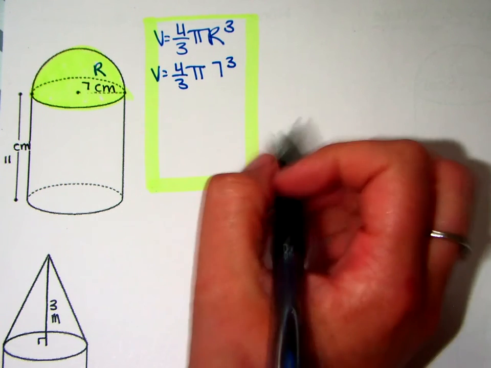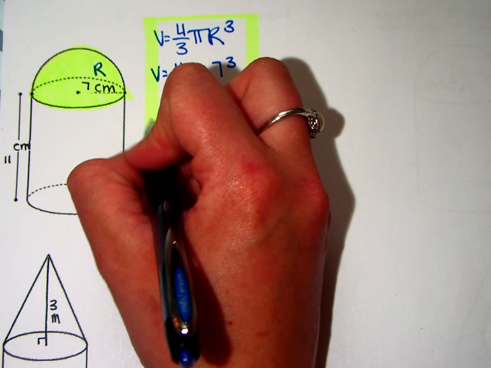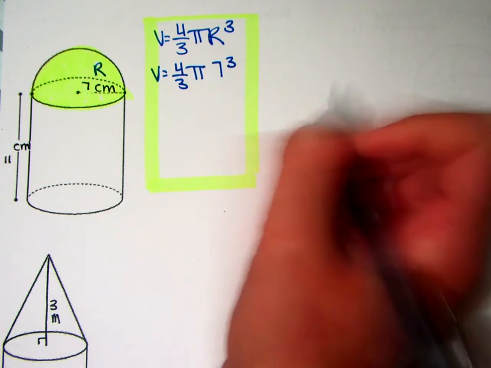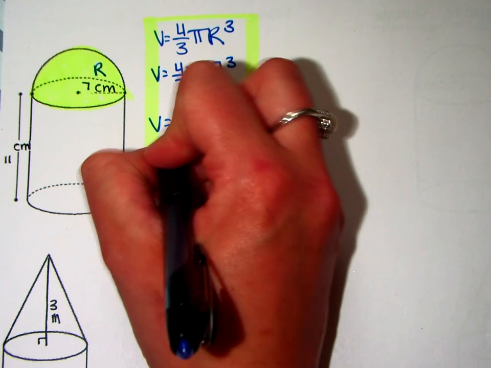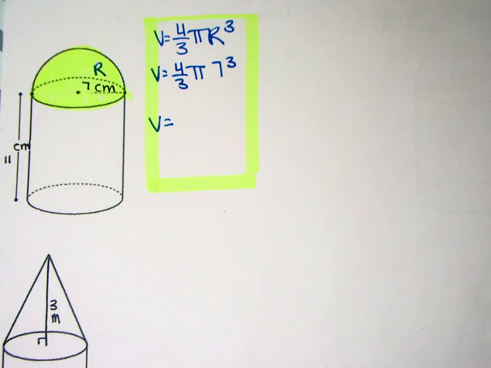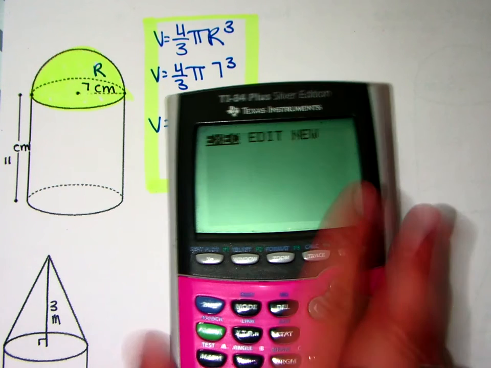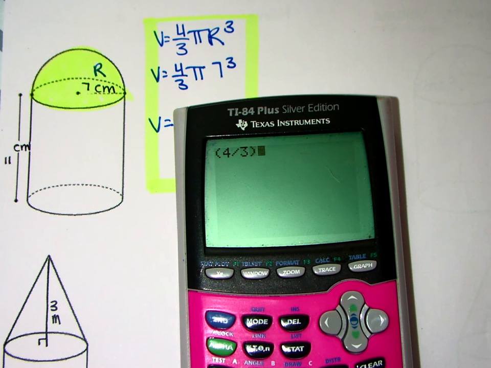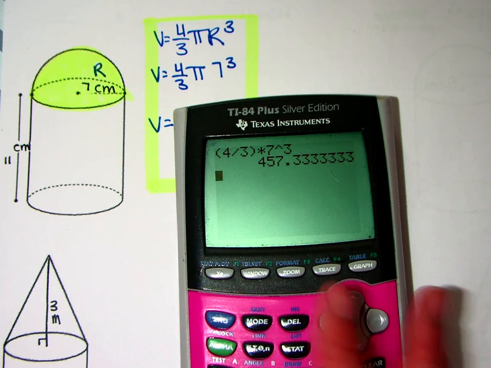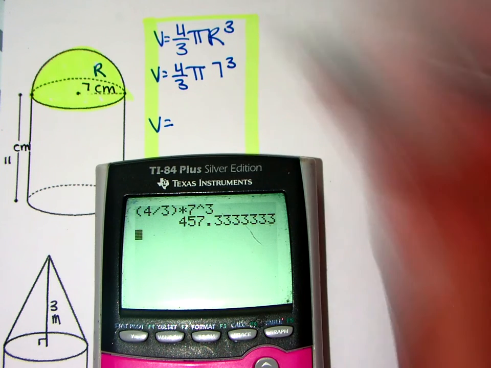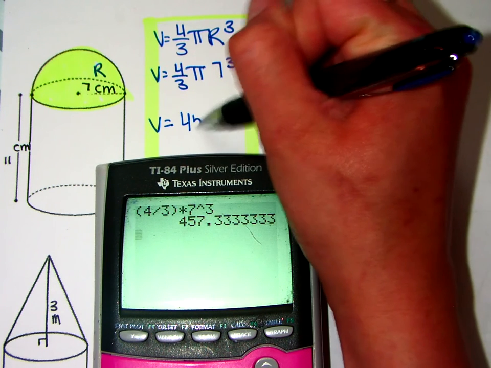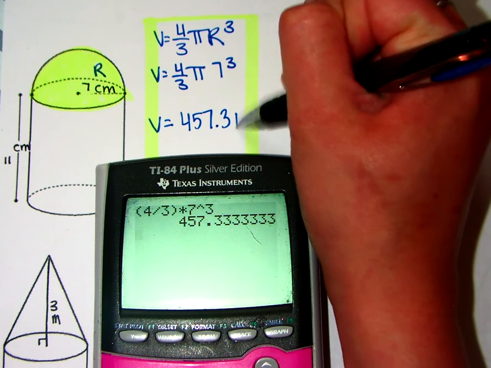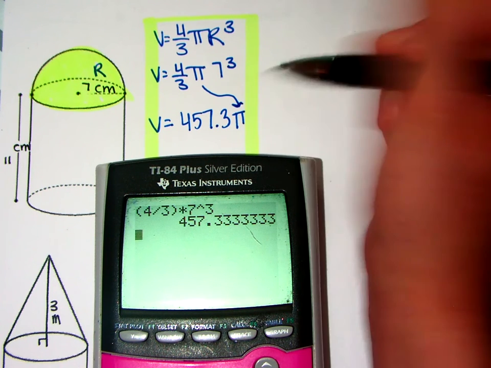So let's focus on my exact volume. I'm going to type it in exactly how I see it, but I'm not going to type pi. So I've got 4/3 times 7 to the third power. I get 457.3 repeating, so let's just keep it as 457.3. Bring down pi. Remember, pi's along for the ride.